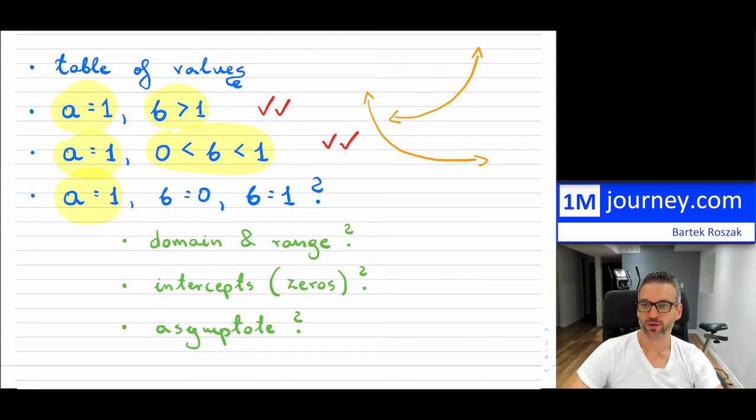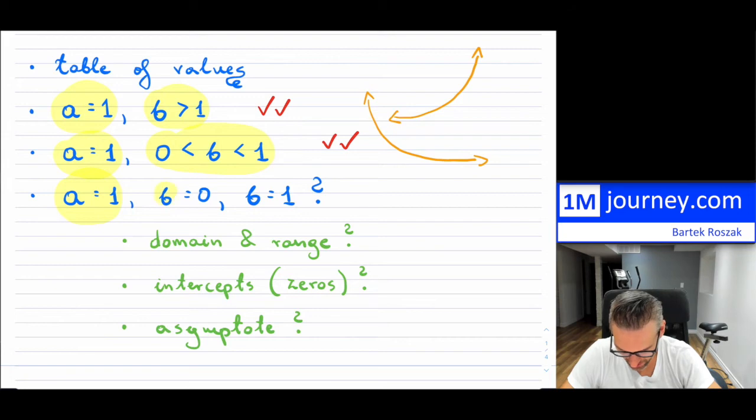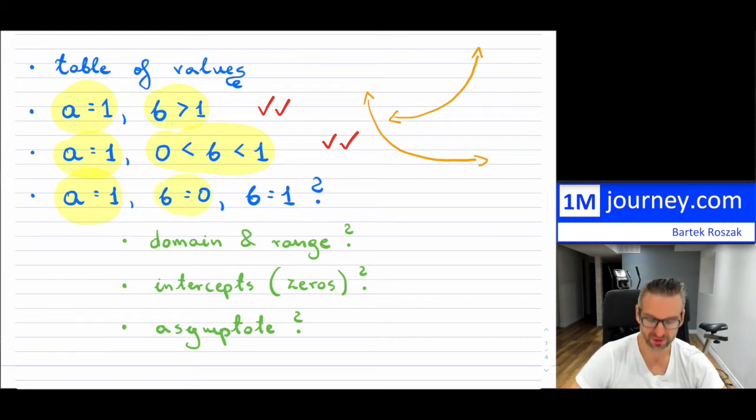But now we have these two interesting cases, which most of the time in school, I believe, are ignored. But they're definitely interesting, and we should be able to understand them in some way. So the first case is, what happens if the base is equal to 0? It's not a very interesting case.